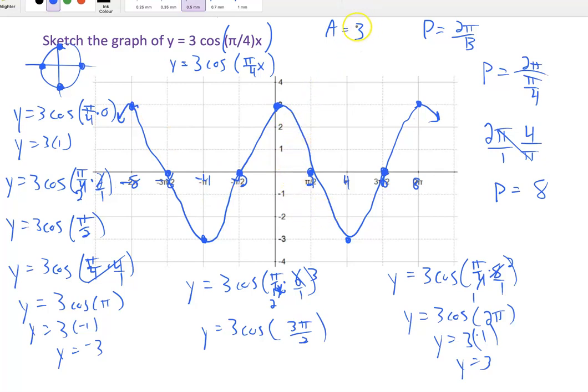And double check. Did we say in the beginning A should look like it's 3? Yes, the amplitude, up 3, down 3 from that midline. Period. We said it should be 8. Does it repeat after a distance of 8? Yeah, that's one full cycle. And you can look max to max or min to min, however you want to look. All right, so take your time doing these, get comfortable, and hope this helped.